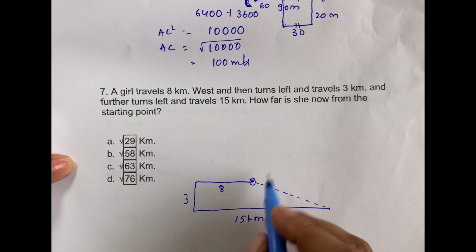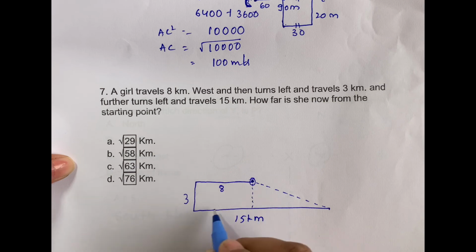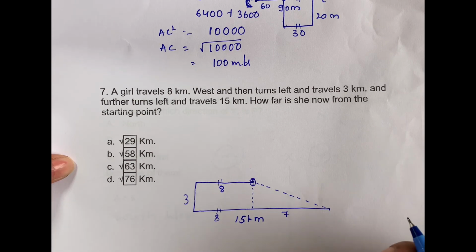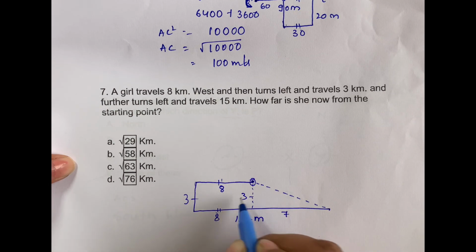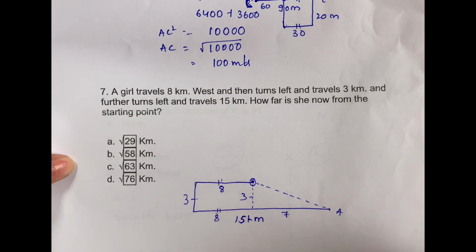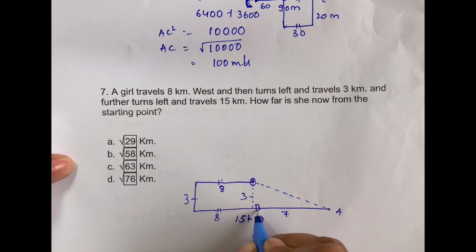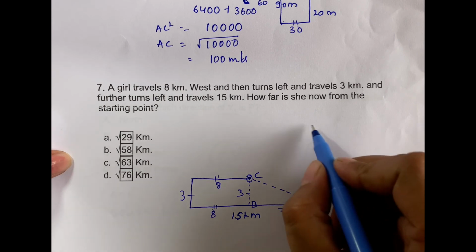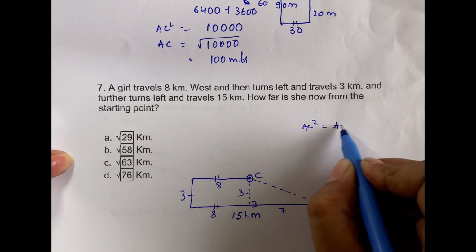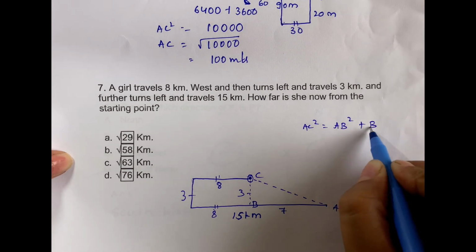We know that this is 8 kilometers. So cut the line. This is also 8 kilometers. 8 and 8. So if you subtract the 8 from 15, how much is remaining? 7 more is remaining here, isn't it? And this we know it is 3. So definitely this also should be 3. So let's name it now. A, B and C. Again the same Pythagorean theorem. AC square is equal to AB square plus BC square.